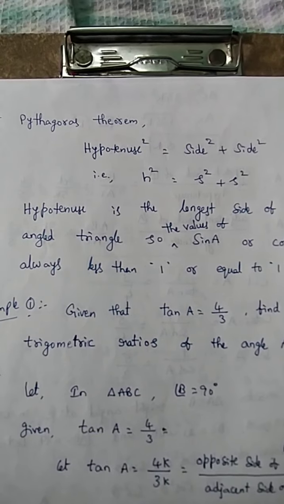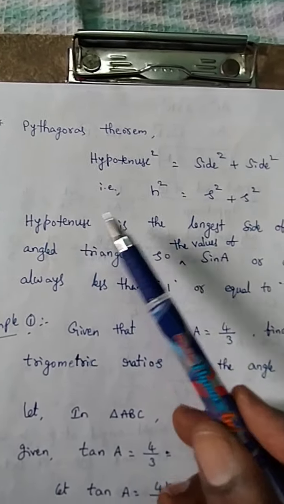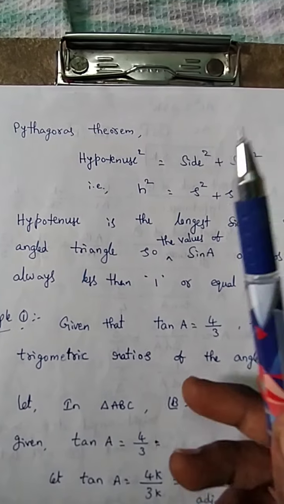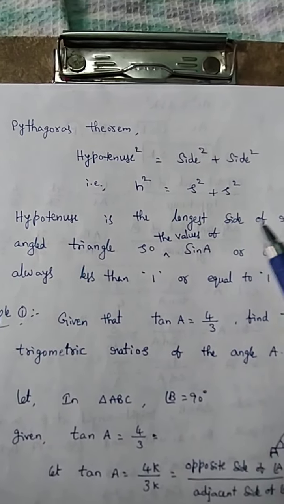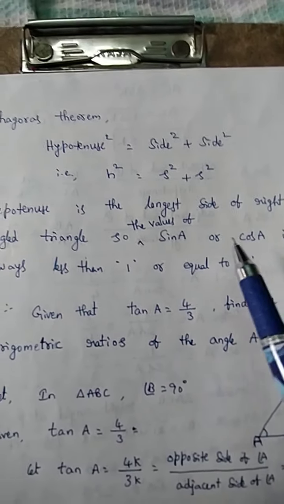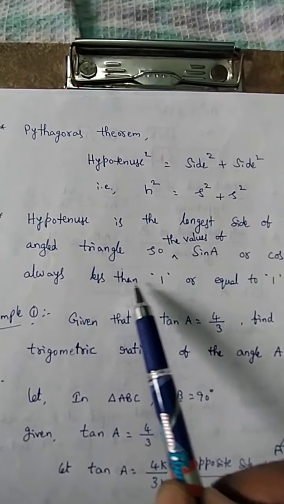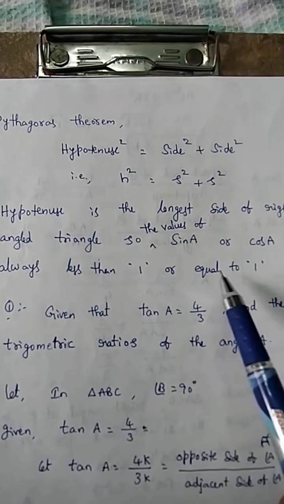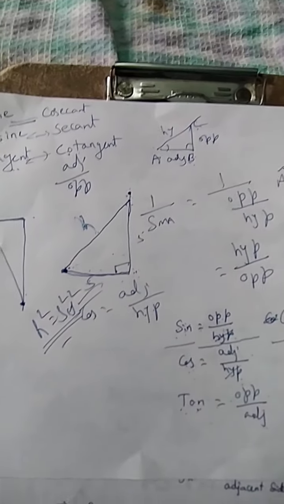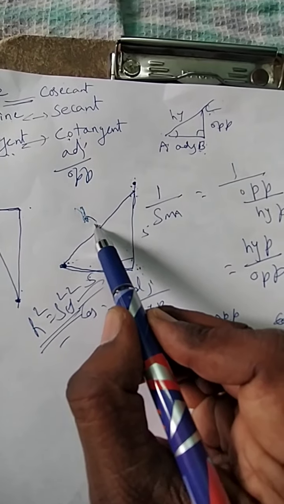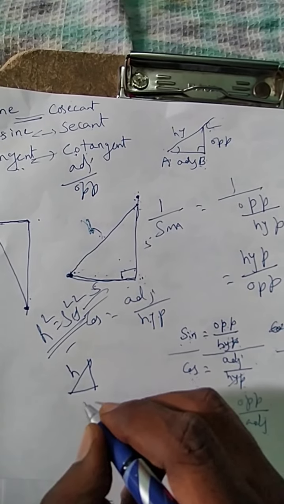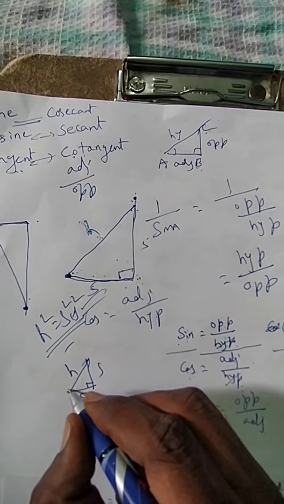Coming to this, the hypotenuse is the longest side of the right triangle. Which one is the longest side in the right angle triangle? The hypotenuse. So the values of sin A and cos A are always less than or equal to 1. Clearly, the hypotenuse is the longest side of the right angle triangle.